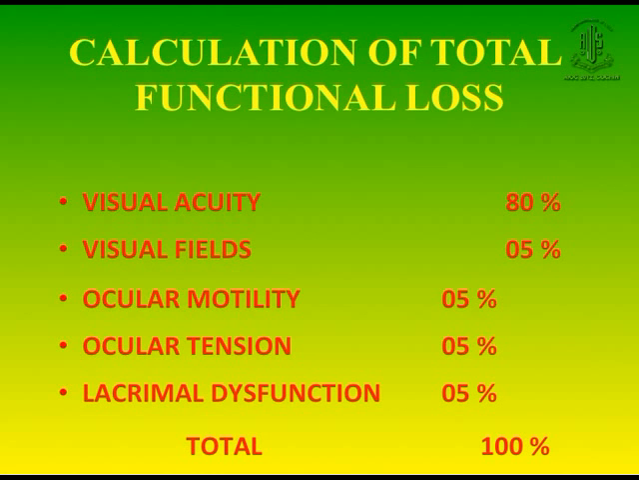However, as I said just now, visual function does not consist only of visual acuity. We give 80% significance to the visual acuity, but 5% to the fields, 5% to motility, 5% to ocular tension, and 5% to lacrimal dysfunction. Just now we had a nice symposium on dry eye before this. So they are also important, and therefore we take them into consideration, and that lets you calculate the total functional loss in percentage.